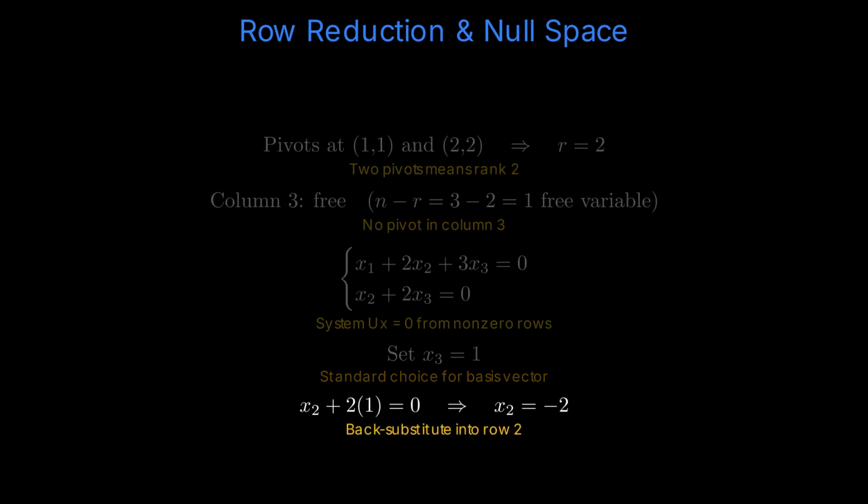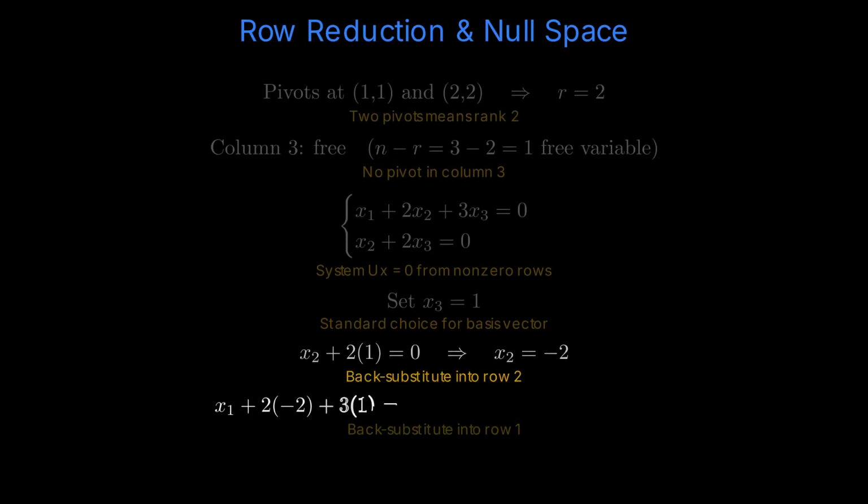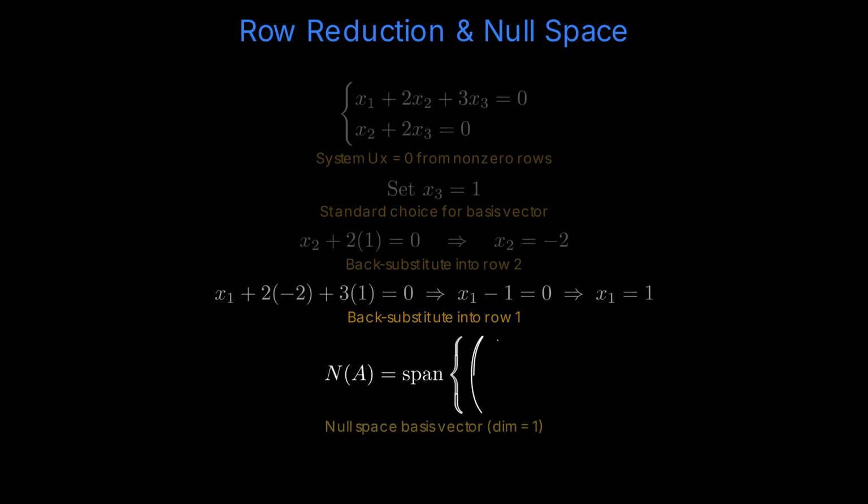From row 1, x1 plus 2 x2 plus 3 x3 equals 0. Substituting, we get x1 minus 4 plus 3 equals 0, which simplifies to x1 minus 1 equals 0, so x1 equals 1. Therefore, the null space basis vector is 1, negative 2, 1. This confirms all 4 fundamental subspace dimensions.